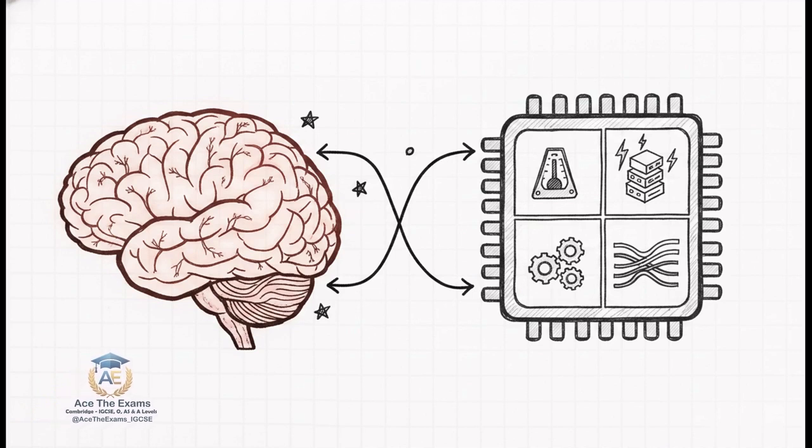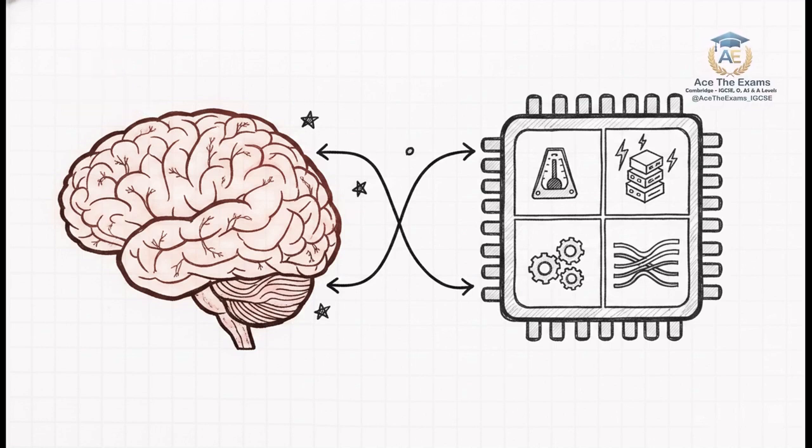Then you have registers. These are absolutely crucial for your exams. Registers are extremely high-speed, tiny memory areas located right inside the CPU used to hold temporary data. You need to know them. The memory address register, memory data register, program counter, current instruction register, and the accumulator.